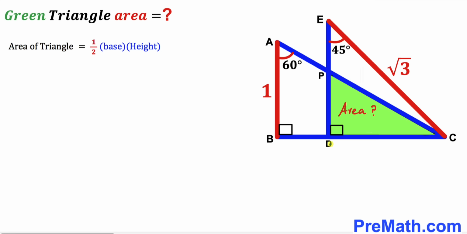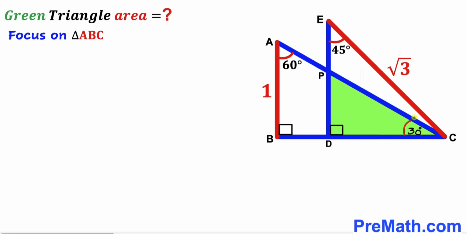Now let's focus on this big right triangle ABC. We know this angle is 60 degrees, and this angle is 90 degrees. So this angle has got to be 30 degrees, since the sum of all three interior angles in a triangle is equal to 180 degrees. Now we can see that triangle ABC is our special 30, 60, 90 triangle.